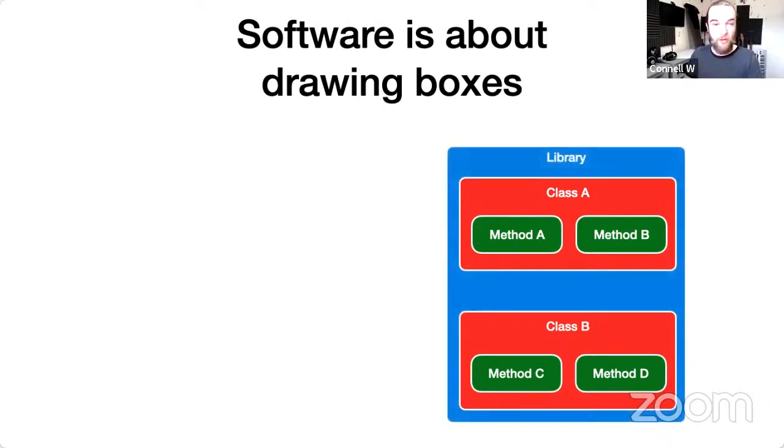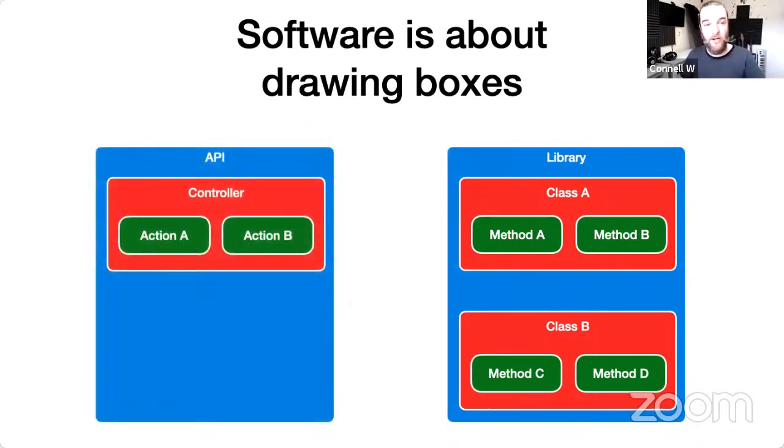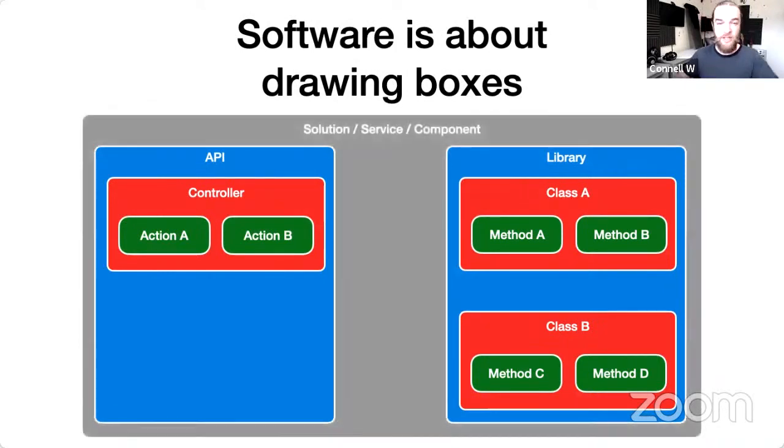And I might draw another box around both of those, and I'll call it a class library. And then again, I can say class B is internal and can only be accessed from inside, and maybe another one's public. And then I can draw another one of those. I can draw an API. This is the same thing, except I've given this one a bit of meaning, and the library I've said is an API library, and my classes, I'm going to say they're controllers, and the methods in there are called actions. So it's all about defining boundaries. You can draw a big box around all of that as well, if you like. You can call it a component or a solution, service.